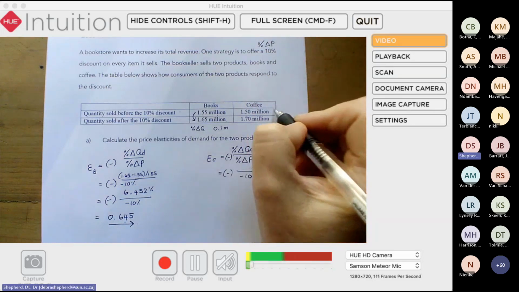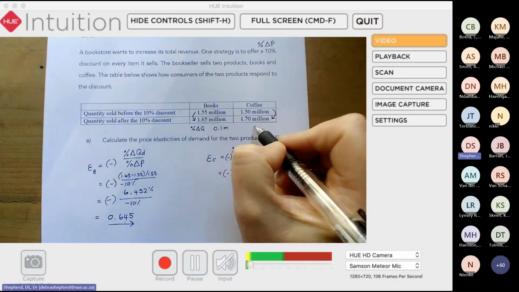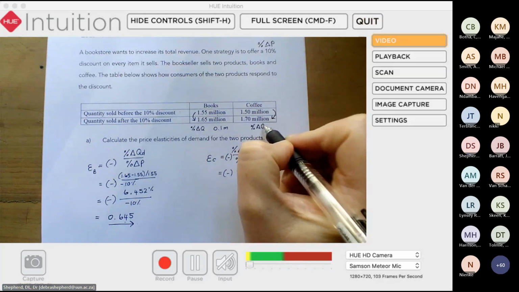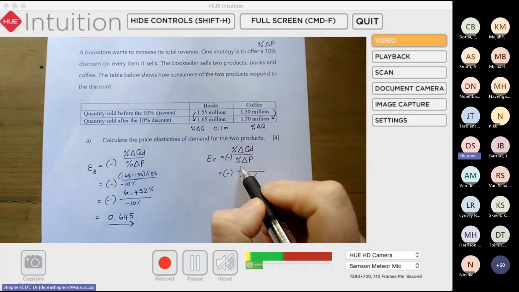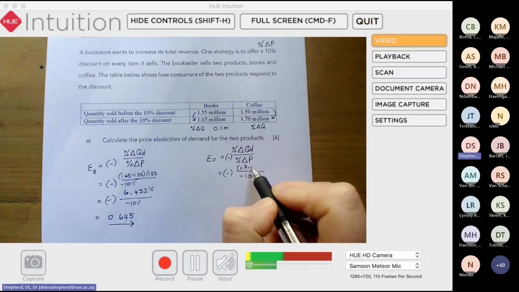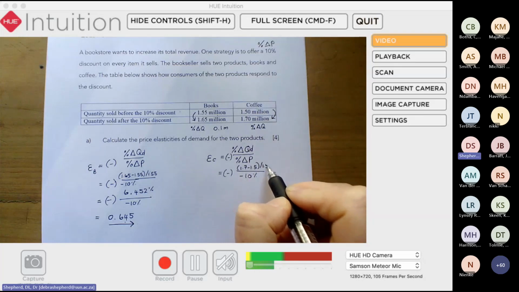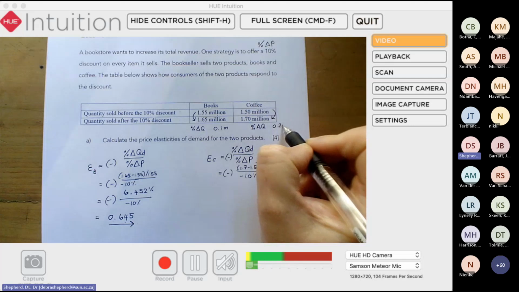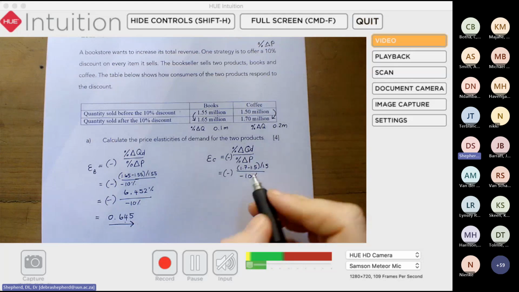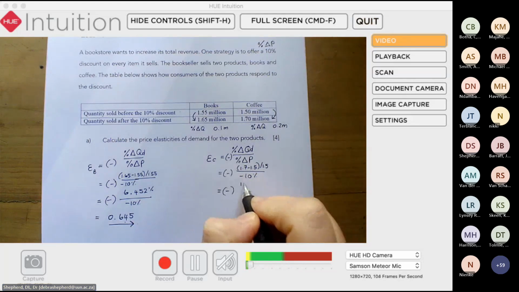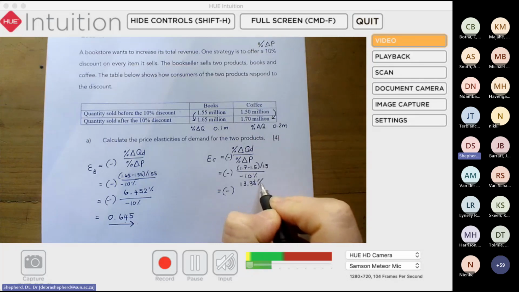So here, as a result of the price discounts, the percentage change in quantity that we're going to calculate is going to be the change, which is 1.7 minus 1.5 divided by 1.5. So the change is 0.2 million. So 0.2 million additional coffees are being bought. So the percentage change in that, 0.2 divided by 1.5, gives me 13.33 recurring percent.